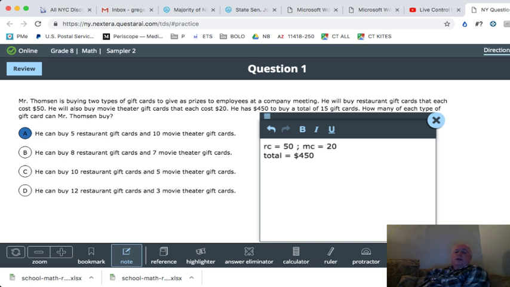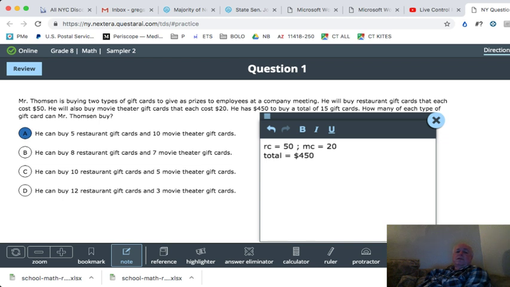Okay? What I like to do is feed this back into the question, see if it makes sense, see if there's anything unturned, see if there's a phrase or a particular twist to the question that we didn't catch. So let's read it through again. Let's feed the answer back into the problem. Mr. Thompson is buying 2 types of gift cards. So he's got 5 gift cards of the restaurant and 10 gift cards for the movie theater. Good. To give his prizes to employees at a company meeting, fine.